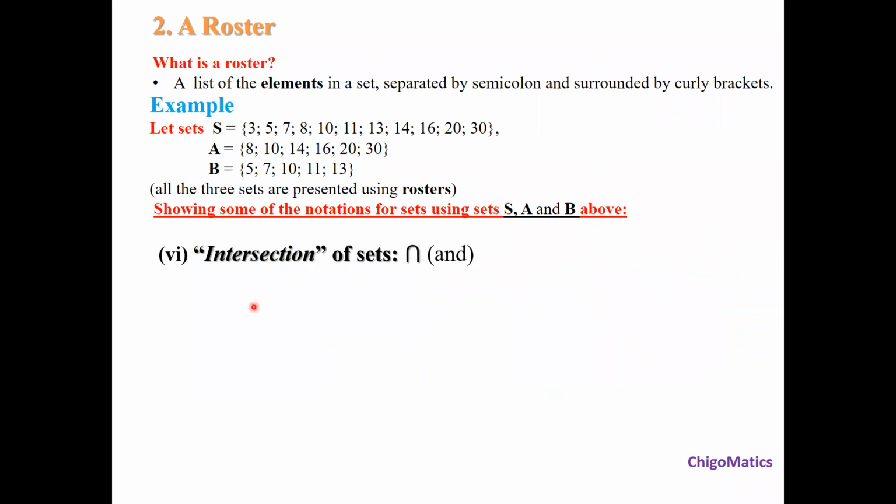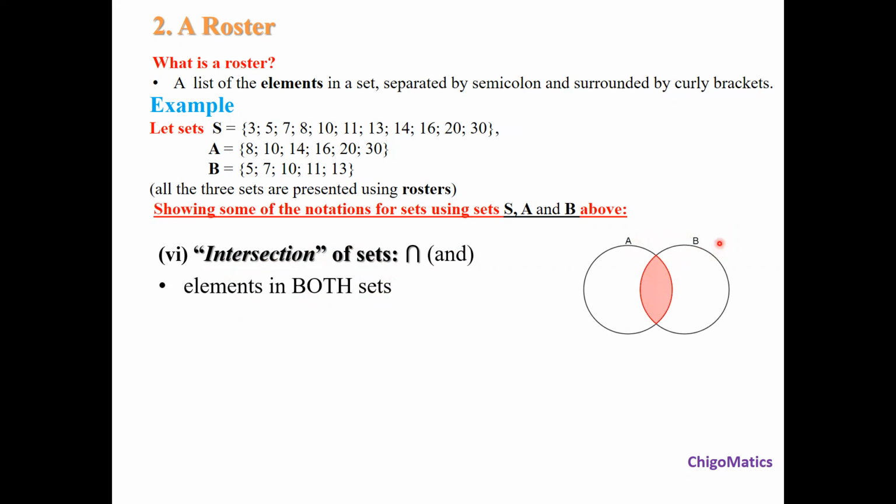Okay. Let us go to the intersection of sets represented by this sign, or you can use the word and, right? So elements in both sets, right? When you talk of the elements of the intersection, those elements are common in both sets. That is what it means. So in a diagram, we are saying this is set A, set B. The shaded part represents the intersection of these two sets A and B, such that this element is both in A and in B.